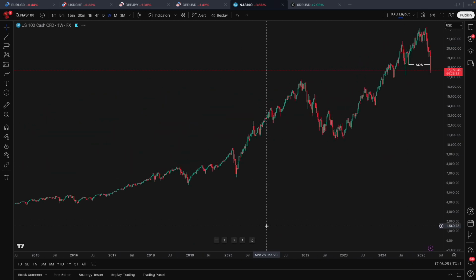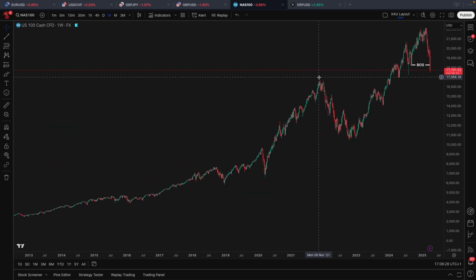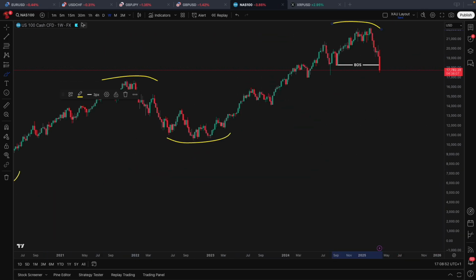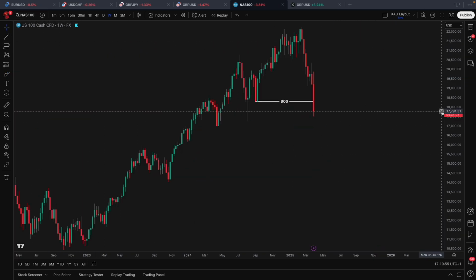So go into the weekly. As we can see, we obviously have our higher time frame structural points. This is the last low. Before this one here, we have a high and we have a higher high. Clear bullish structure.